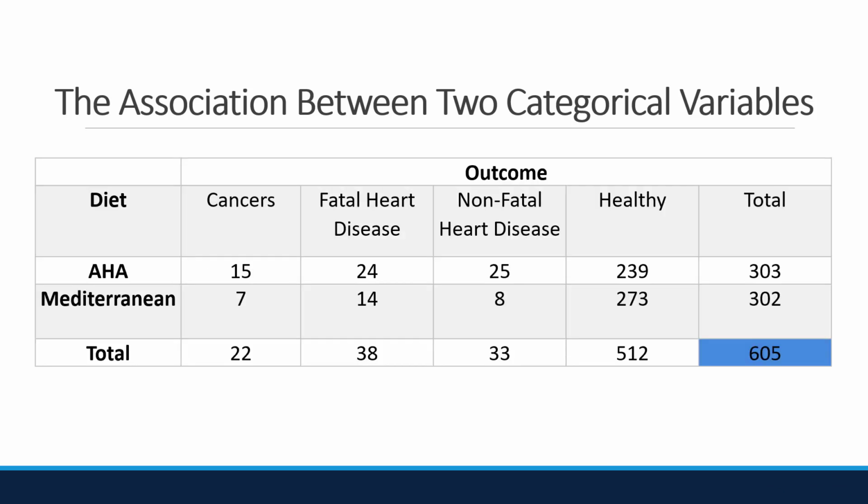How many people were in the study? There were a total of 605 people in the study. This can be seen by looking in the bottom right-hand corner of the table. How many people developed cancer? This can be seen by looking at the cancers column and the total row. How many people ate the Mediterranean diet? This can be seen by looking at the corresponding row in the total column. How many people eating the Mediterranean diet developed fatal heart disease? This can be found by looking at the intersection of the Mediterranean row and the fatal heart disease column.